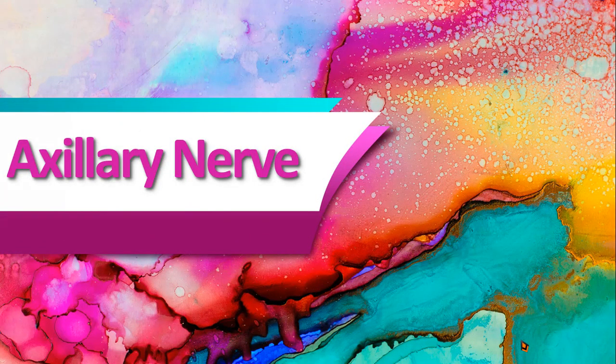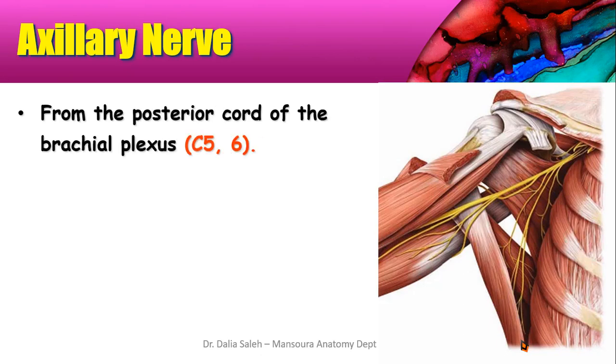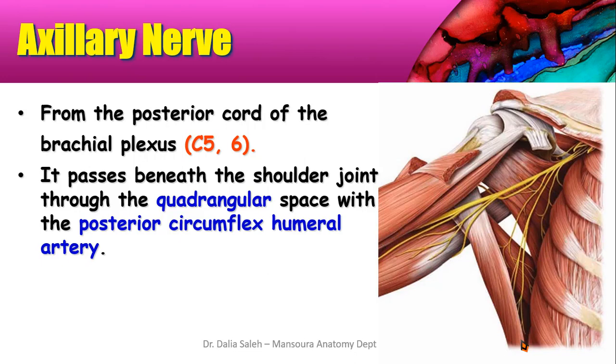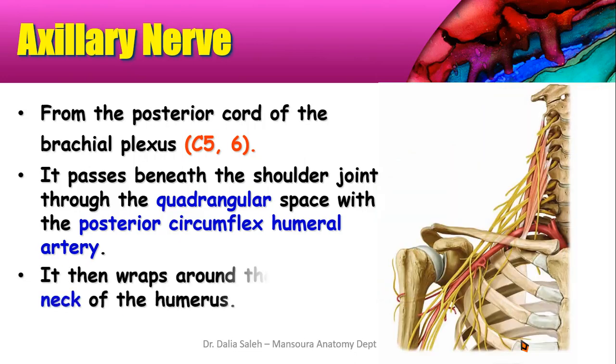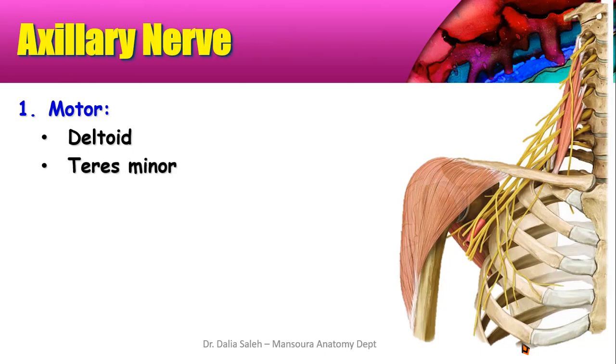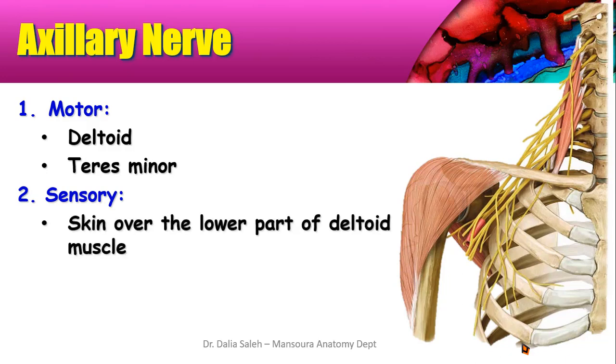The axillary nerve is one of the branches of the posterior cord of the brachial plexus. It has C5 and C6 nerve fibers. It passes beneath the shoulder joint through the quadrangular space, accompanied by the posterior circumflex humeral artery. Then it wraps around the surgical neck of the humerus together with the same artery, the posterior circumflex humeral artery. The axillary nerve has motor fibers to the deltoid and the teres minor muscles, and also has sensory fibers to the skin over the lower part of the deltoid muscle.